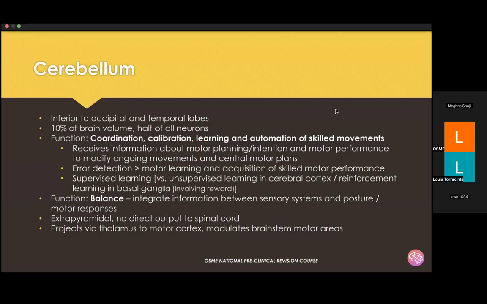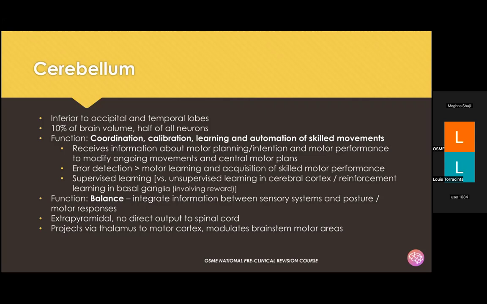So the cerebellum is inferior to the occipital and the temporal lobes. It's about 10% of brain volume, which is about half of all the neurons. It encompasses about half of all the neurons in your brain, which is pretty impressive. The function is really the coordination, calibration of movement. So people that have cerebellar issues will have difficulty making their movements do what they want them to do, but they won't have problems with stopping or starting them. Their movements will be kind of crap.